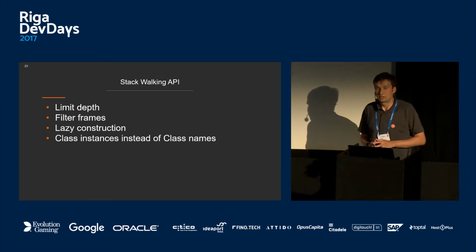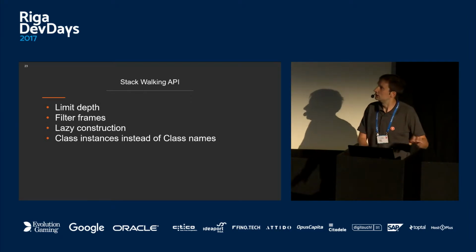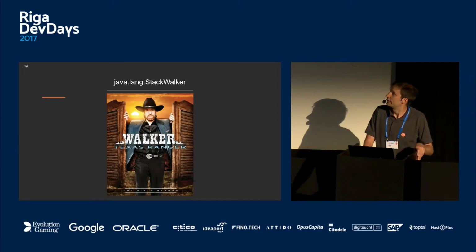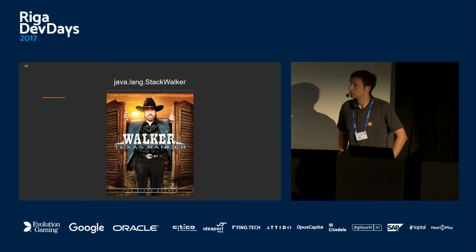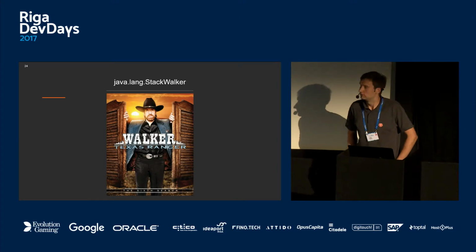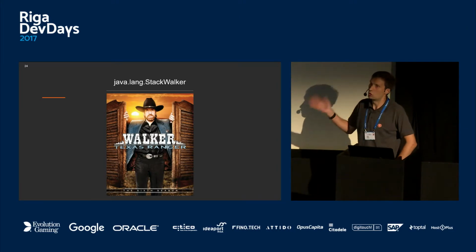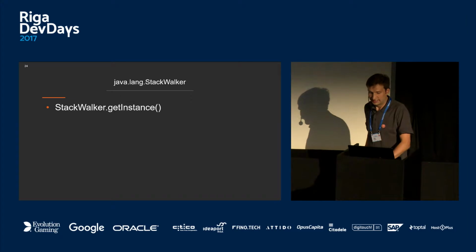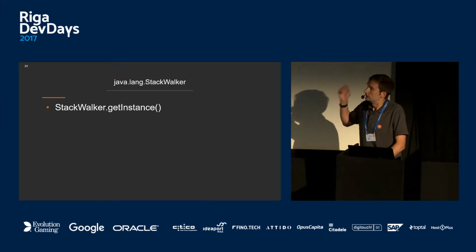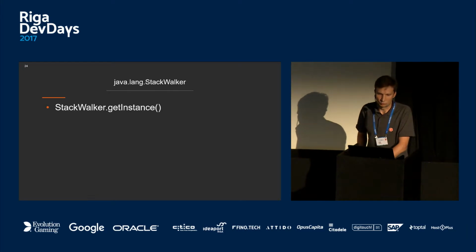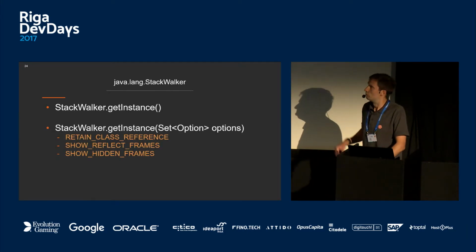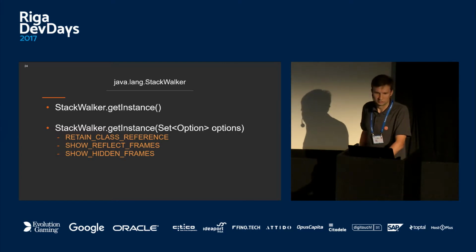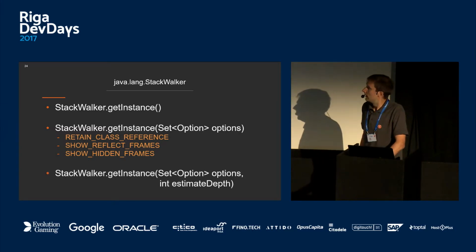To meet these requirements, the Java community came up with a brand new API in Java 9, and it is already known that it will be a part of the standard. This API is called StackWalker, and it's really powerful. At the same time, this API is quite simple. Just call this method to get an instance of StackWalker. There are a few options to modify the default behavior. I will talk about these options a bit later. And there is another overloaded version that is optimized for the given stack depth.